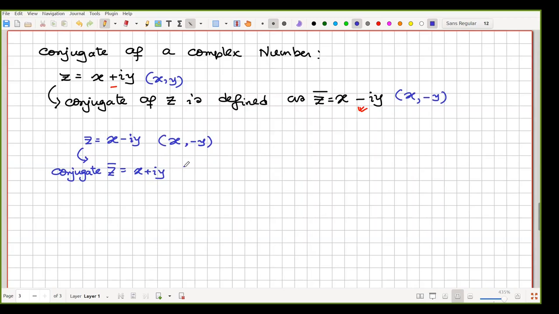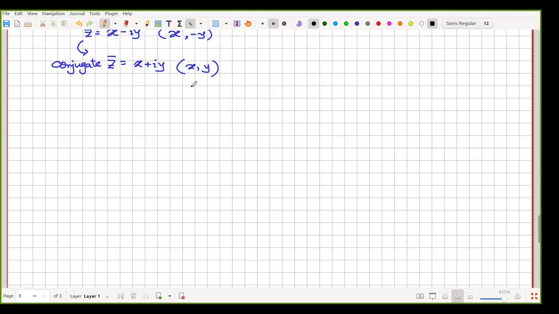Okay, let's check some problems with that, so it would be better. If we have a complex number, suppose z.